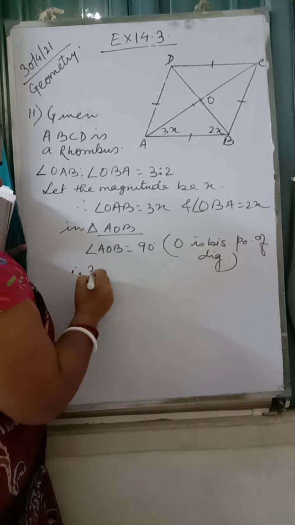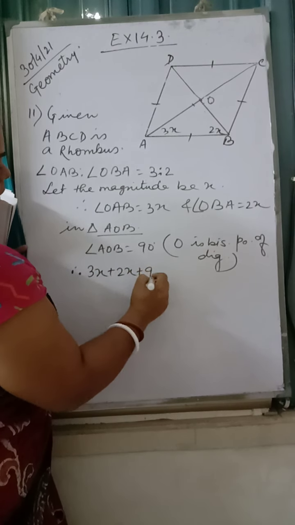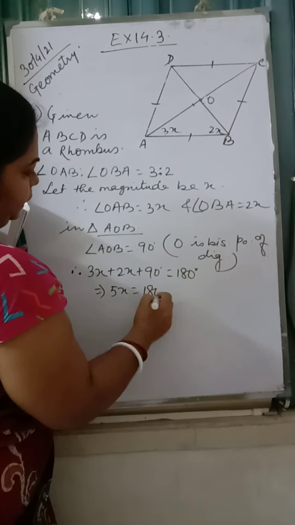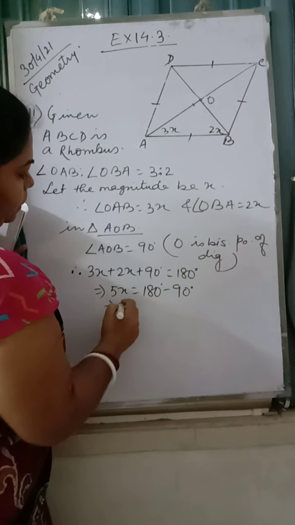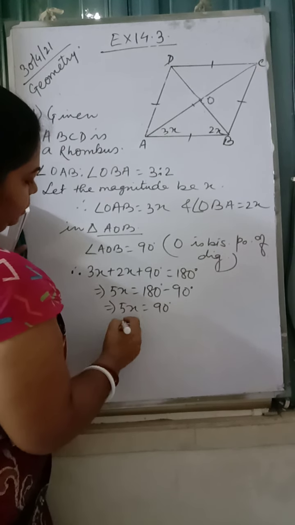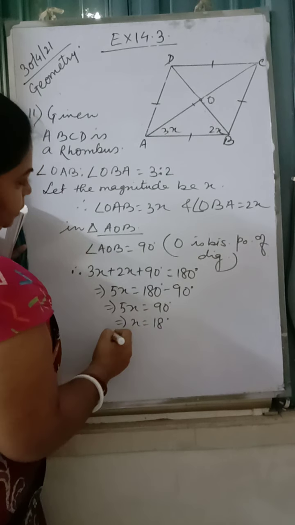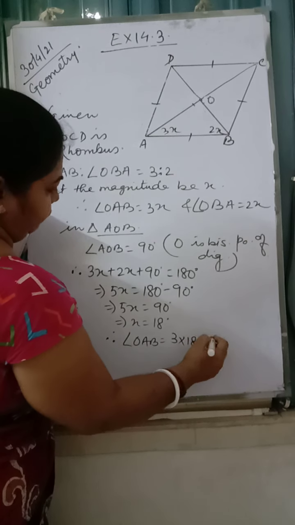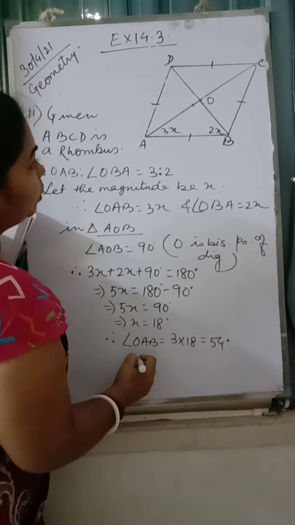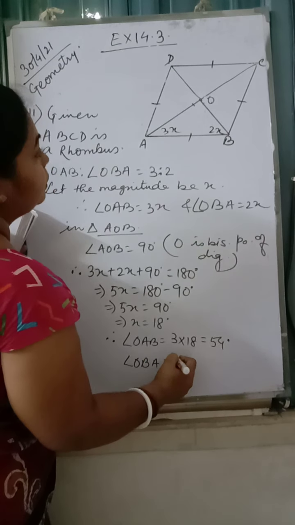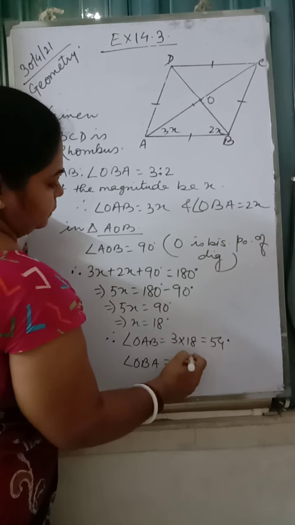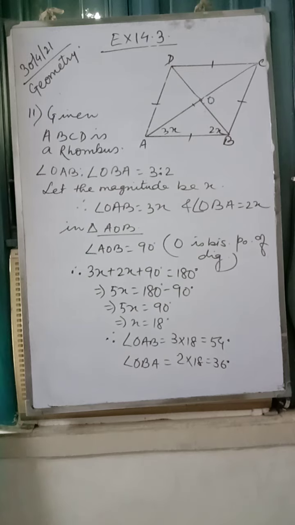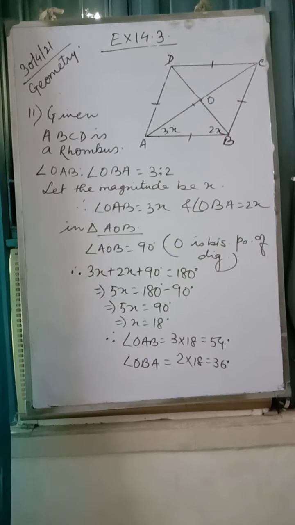So therefore we can write 3x plus 2x plus 90 is equal to 180, or 5x is equal to 180 minus 90. 5x is equal to 90, or x is equal to 18 degree. So therefore angle OAB is equal to 3 into 18, 54 degree, and angle OBA is equal to 2 into 18, 36 degree. Now we got the angles of triangle AOB, but they have asked you the angles of triangle COD.